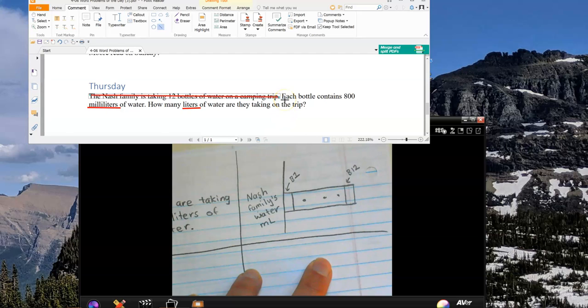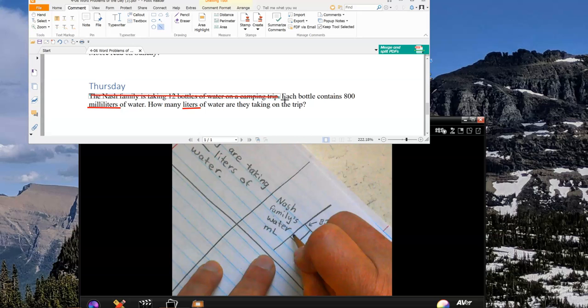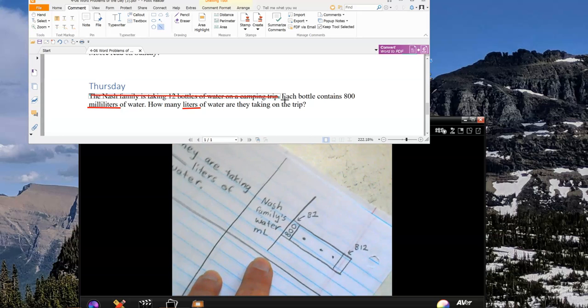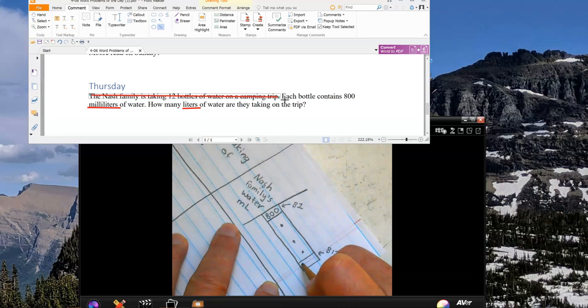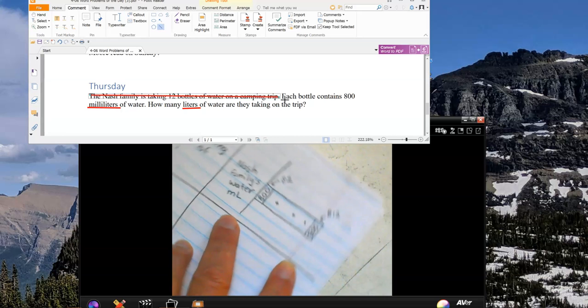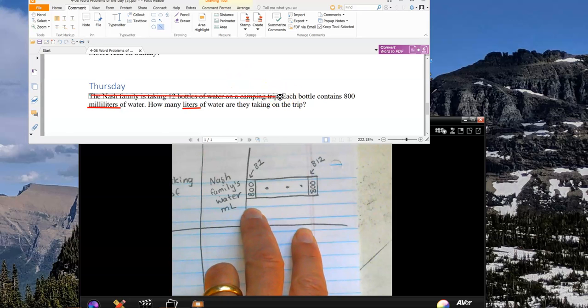The next one says each bottle contains 800 milliliters of water. So what I'll need to do is I'm going to put in the first bottle of water the number of milliliters that are in there, which is 800. I'm also going to put the same number of milliliters in the last bottle, or the 12th bottle, which is also 800 milliliters. So I've put the milliliters inside the bottles of water, so I'm done with that part, so I'll just cross it out.